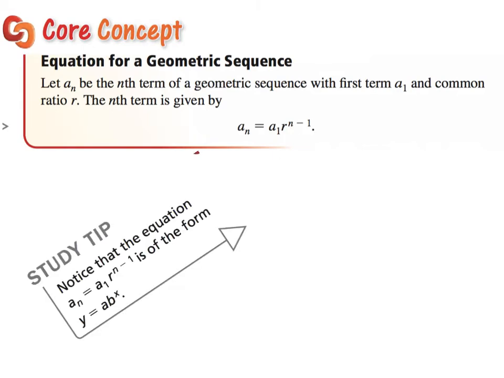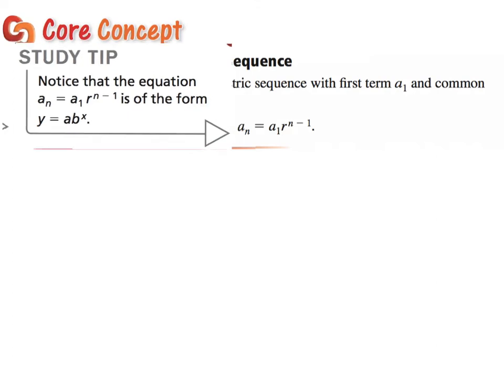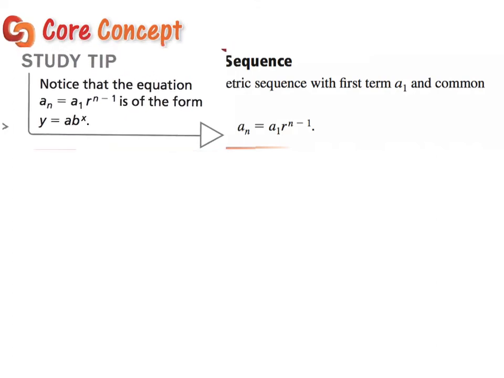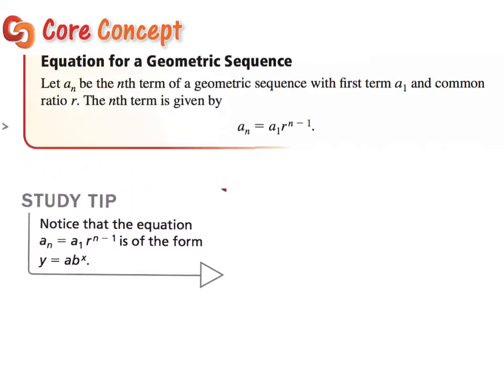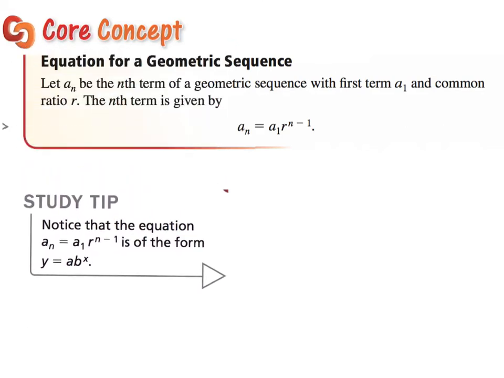Here is your study tip. Look at that. Notice that the equation right here that I'm pointing to is in the form y equals a b to the x power. Remember, that's your exponential function. There's your a. That's your first term, what your initial amount is. This is what you multiply each time, which is, in this case, your common ratio. And x is your exponent. It's in the same format.